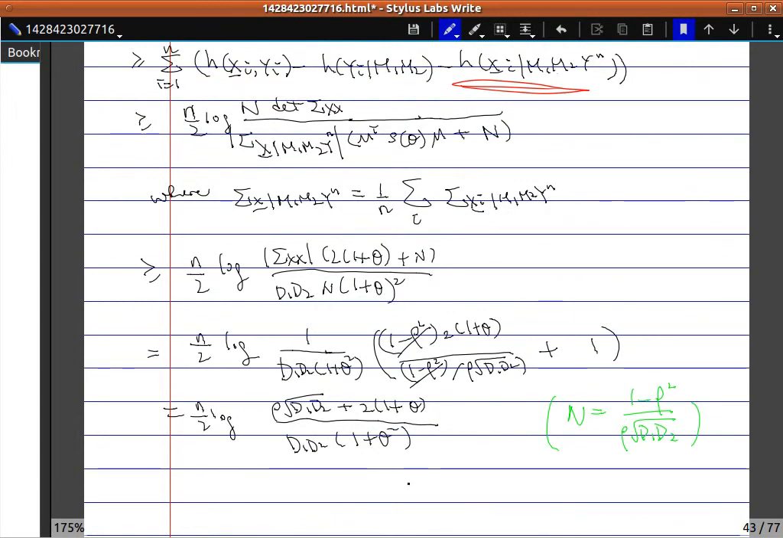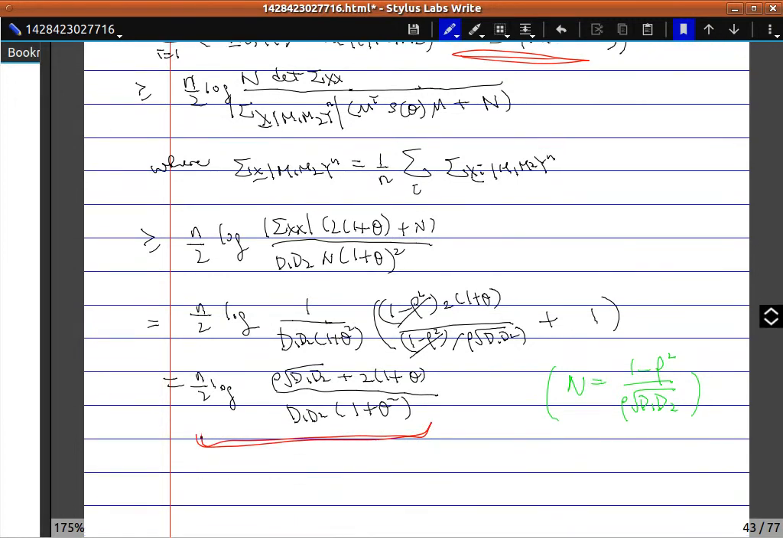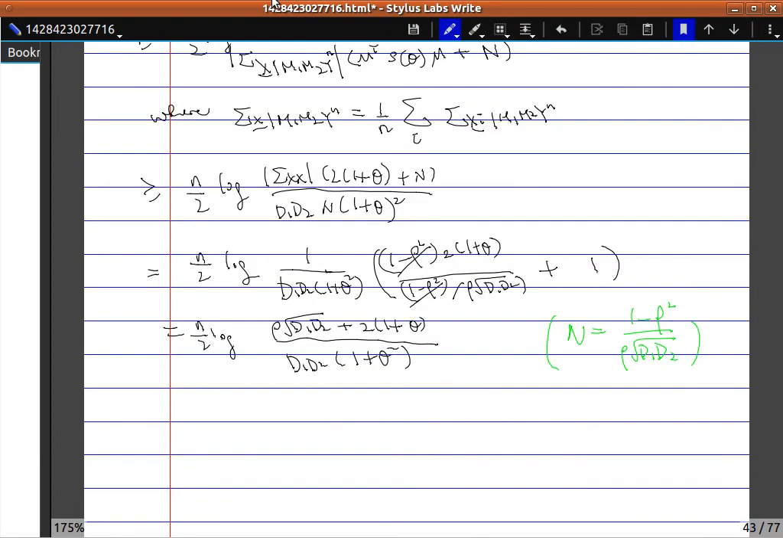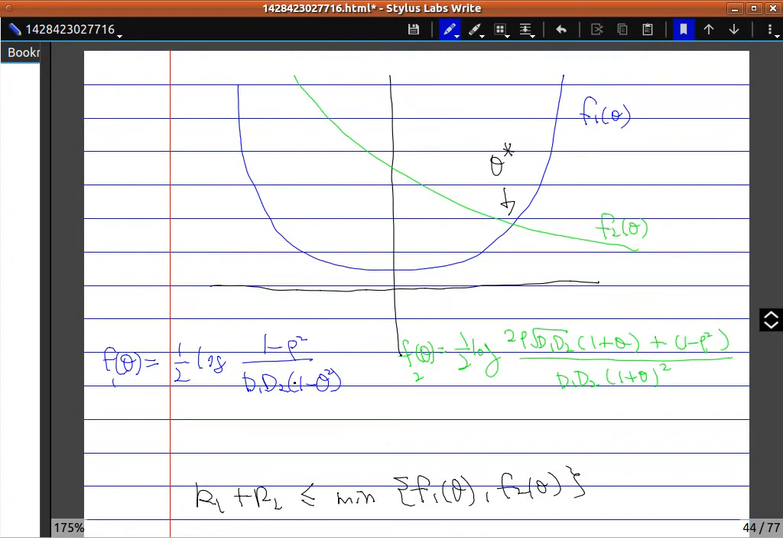Anyway, this is just algebra. Eventually we find the bound is just equal to this. So now we have the mu-sum bound, and also earlier we computed the collaborative bound. So we have two bounds for the sum rate. This is the collaborative bound, it's like this, and the mu-sum bound is like this.